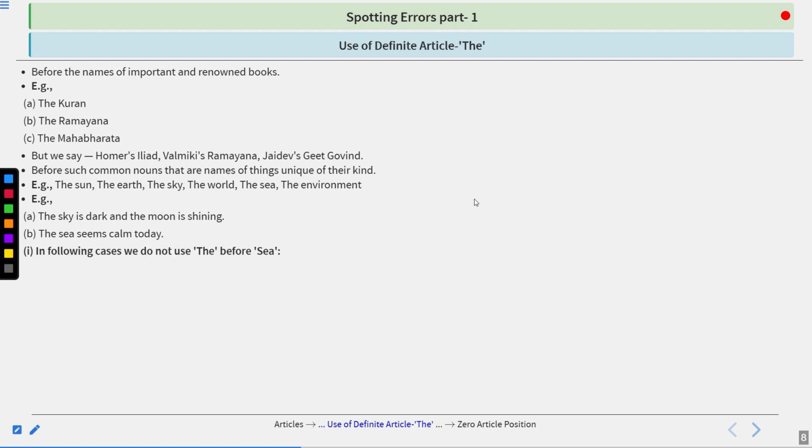In the following cases, we do not use "the" before sea. Sentence A: we go to sea as sailors. Sentence B: he's at sea nowadays on a voyage. I hope you've understood.